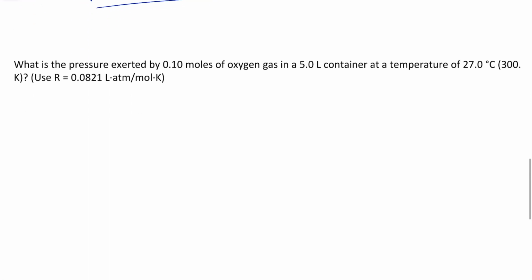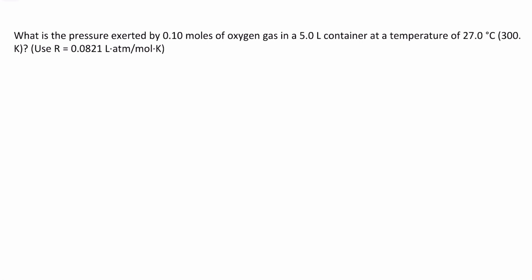Okay, our last example says what is the pressure exerted by 1.0 moles of hydrogen gas in a 5.0 liter container at a temperature of 27.0 degrees Celsius or 300 Kelvin, and we are given the R value. So given this information, we know that this is the ideal gas law, which states that PV equals nRT.